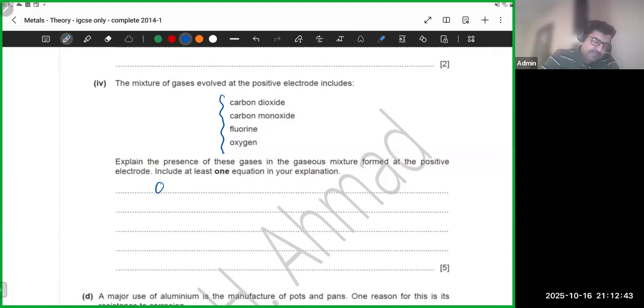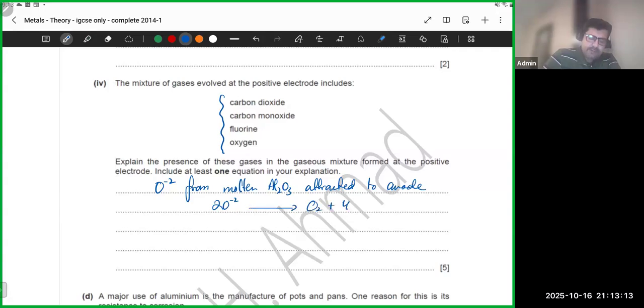Give me the oxygen negative ions from molten alumina, Al2O3, are attracted to the anode. And where he's asking to include at least one equation, you're going to include that equation. Write that equation here. And you're going to form oxygen gas and 4 electrons would be lost.